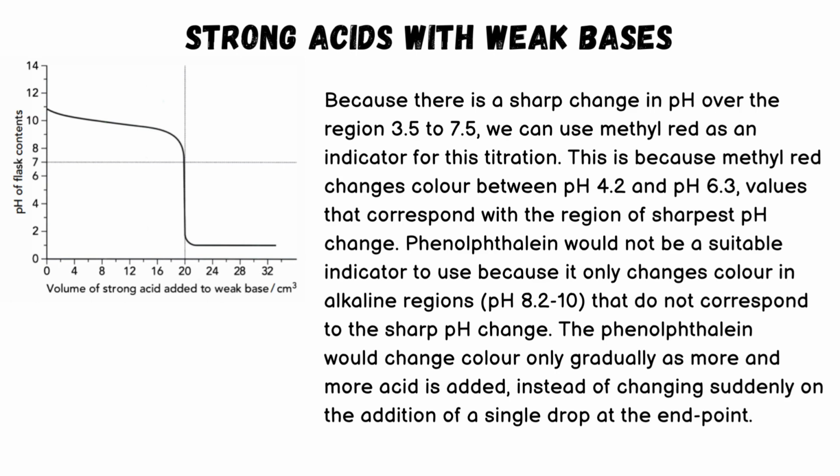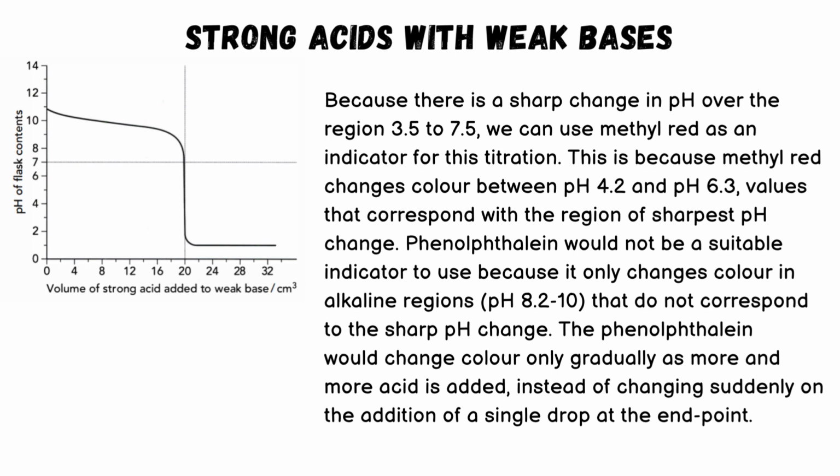Because there is a sharp change in pH over the region 3.5 to 7.5, we can use methyl red as an indicator for this titration. This is because methyl red changes color between pH 4.2 and pH 6.3, values that correspond with the region of sharpest pH change.